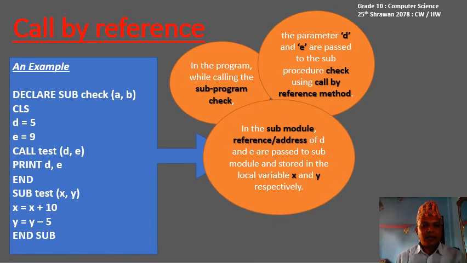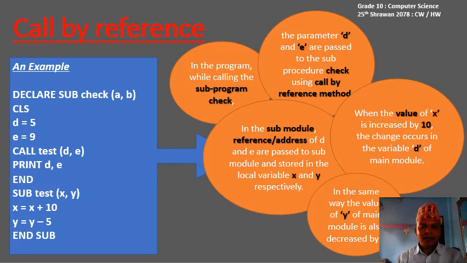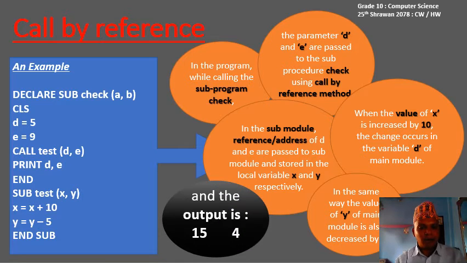call by reference method. In the submodule, reference address of D and E are passed to the module and stored in the local variable x and y respectively. When the value of x is increased by 10, the change occurs in the variable D of the main module. In the same way, the value of y of main module is also decreased by 5. That's why output is 15 and 4, means the value of D is 15 and the value of E is 4.